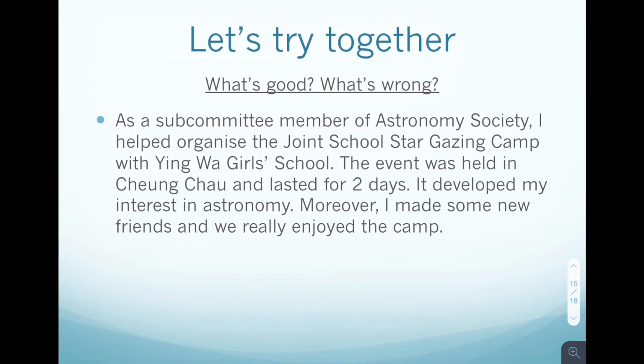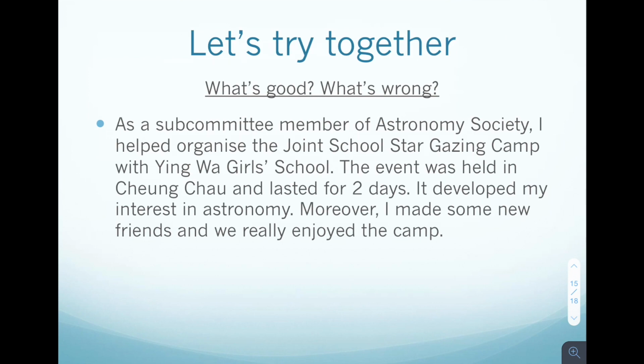So let's try it together. What's good, what's wrong? So let's look at this example. So please read it by yourself first. Okay, so what's good about this example? What's bad about it? Okay, let's take a look together. So as a sub-community member of Astronomy Society, I helped organize the Joint School Stargazing Camp with Yinghua Girls School. I think this part is good. All right. The event was held in Chengchao and lasted for 2 days. So is this necessary? I don't think so, because I don't have to know this, right? So we can just delete this part.